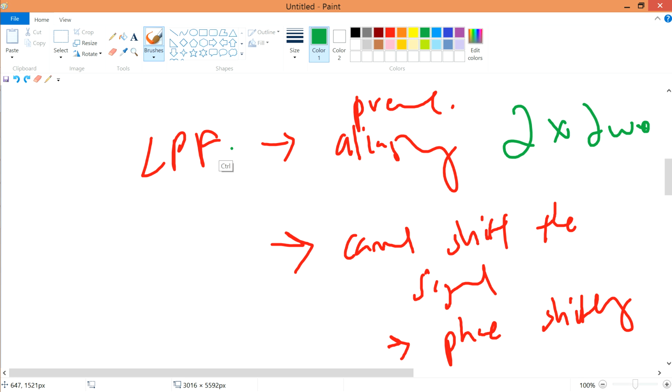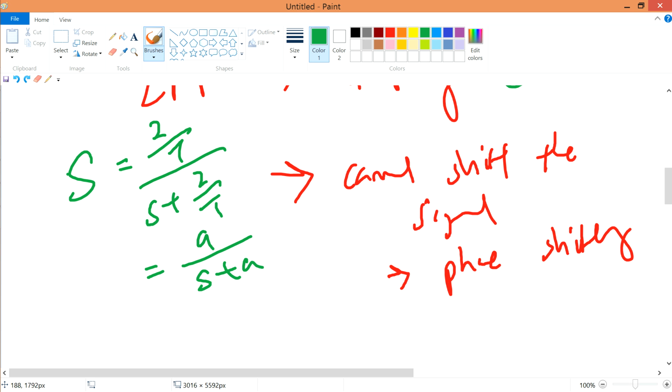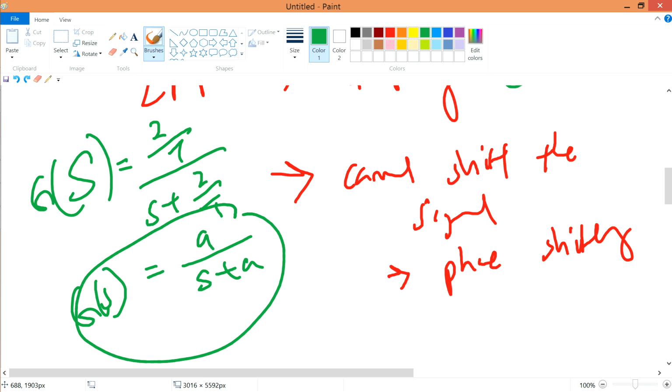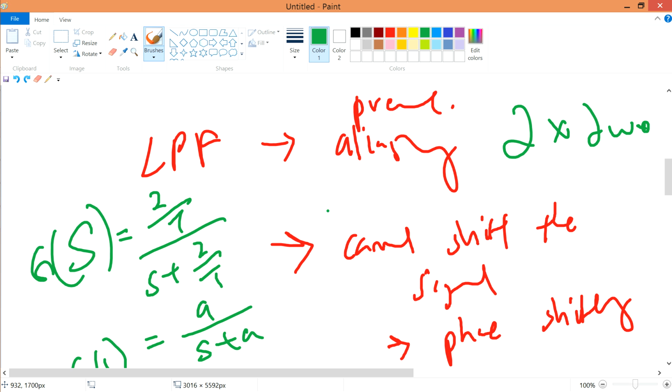For your low pass filter, take note that the equation in the S domain is 2/T over S + 2/T, or somewhat like A over S + A. This is your transfer function for your low pass filter: A over S + A. Later on we will talk about it, but I'll just introduce it to you. As for how to derive this, I seriously don't know where it comes from, but take note that your A is 2 over T, for some reason I don't know.